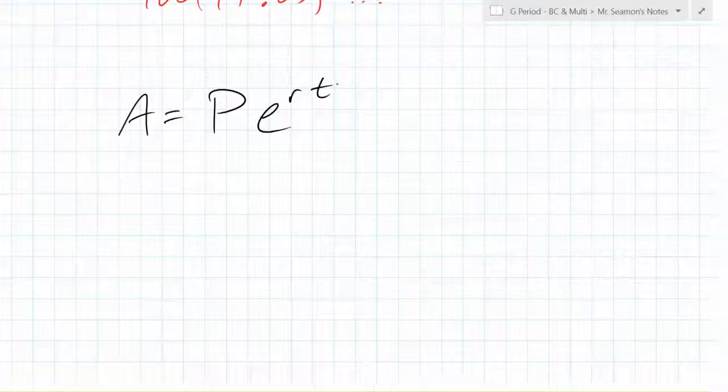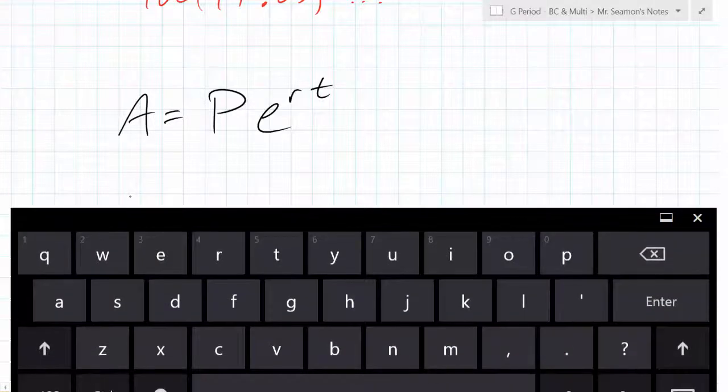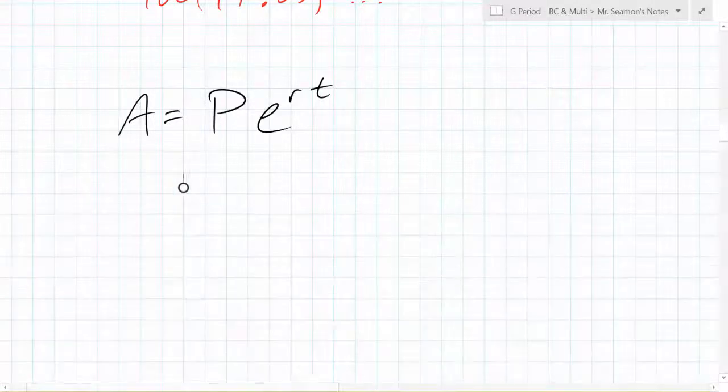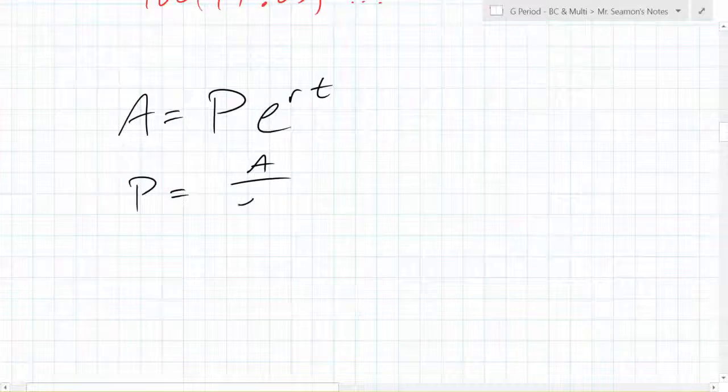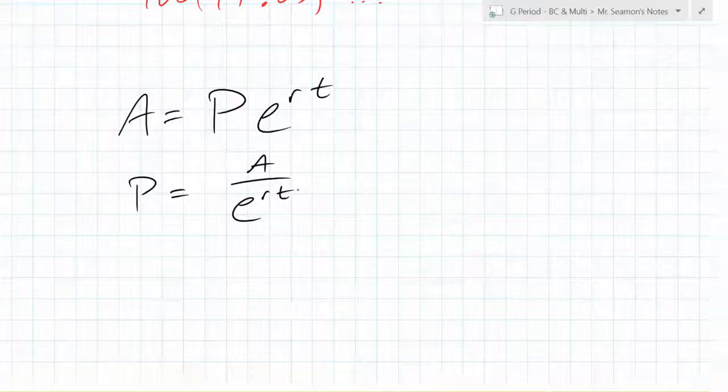Because look, here's a question. If I want $1,000 in my bank account after 10 years of a certain interest rate continuously, you would figure P. You want to figure out what you want to put in to begin with, right? So what does P equal in this case? A over what? E to the rt. Exactly.